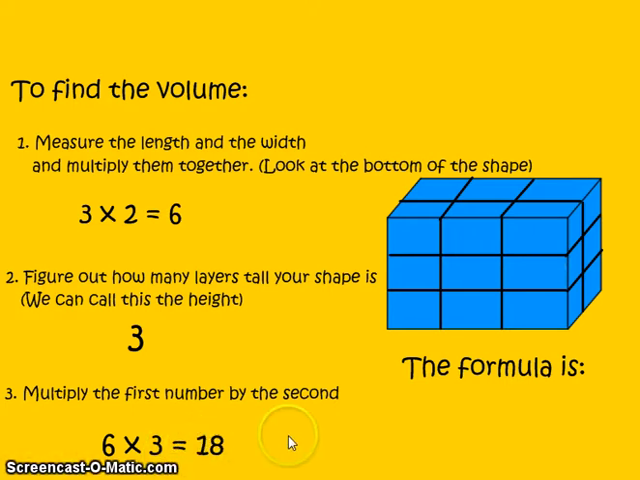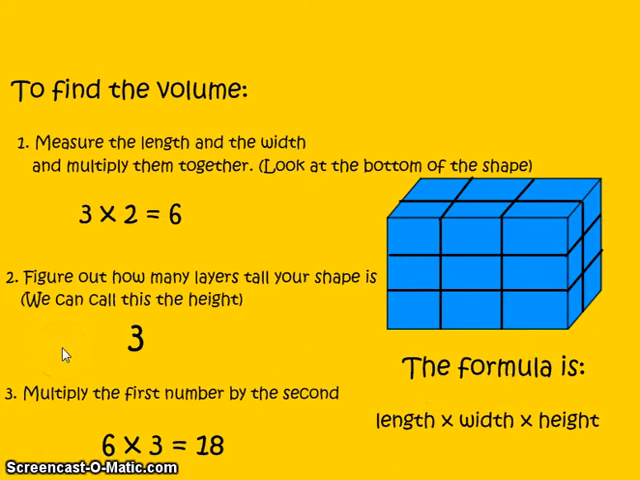So now there is a formula to find volume. The formula to find volume is length times width times height. This is going to be a very important formula for us so that we're able to understand how to find volume of different shapes. So whenever we are finding volume, we do length times width times height. This 3 told us the length. The 2 told us the width. We multiplied those together. And then we multiplied by the height. So this is the formula to find volume.